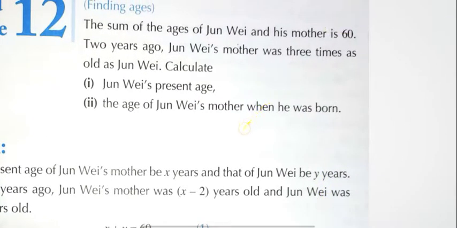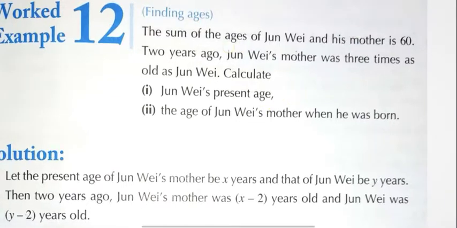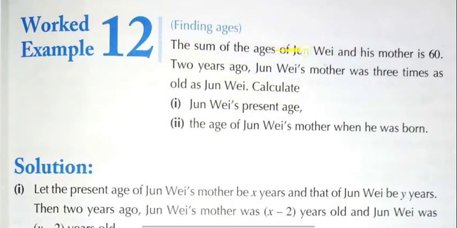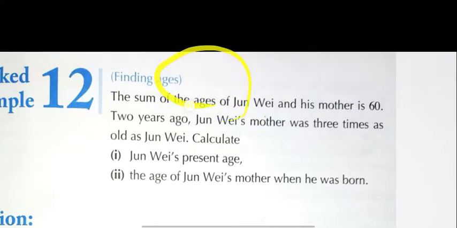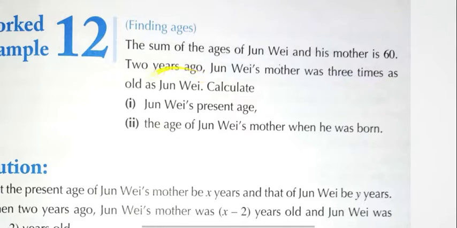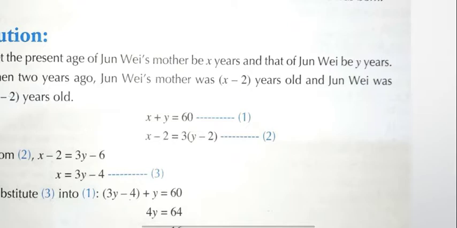Yeah. So again, let us redo this. So his mother is X, Junwei is Y. So X plus Y is 60. And now the mother's age, 2 years ago, which is X minus 2, is 3 times Junwei's age also 2 years ago. That means Y minus 2. So again, X minus 2 equals 3 times Y minus 2. Yeah. So that is what we have here.